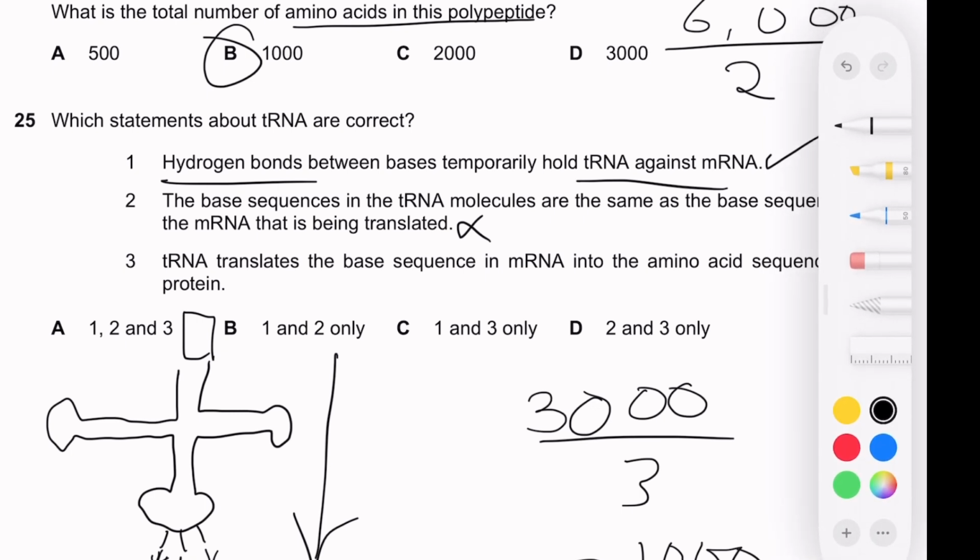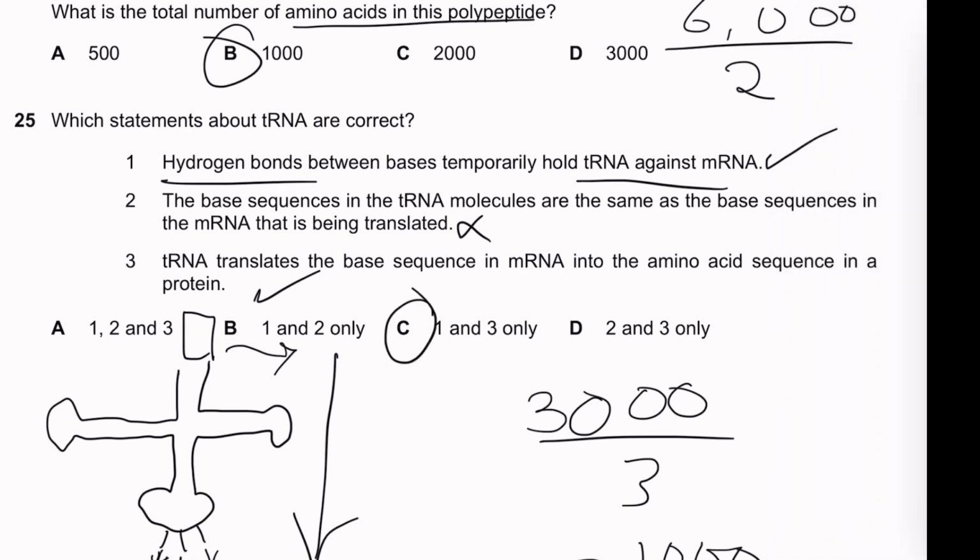tRNA translates the base sequence in mRNA into the amino acid sequence in a protein. That is true. It translates the sequence in mRNA into the sequence of a polypeptide because it carries an amino acid. Another tRNA is going to come and bind to the next exposed codon, and basically when 2 amino acids are close to each other, they're going to bind together by a peptide bond, right? And so basically here is the translation part. So that's 1 and 3.